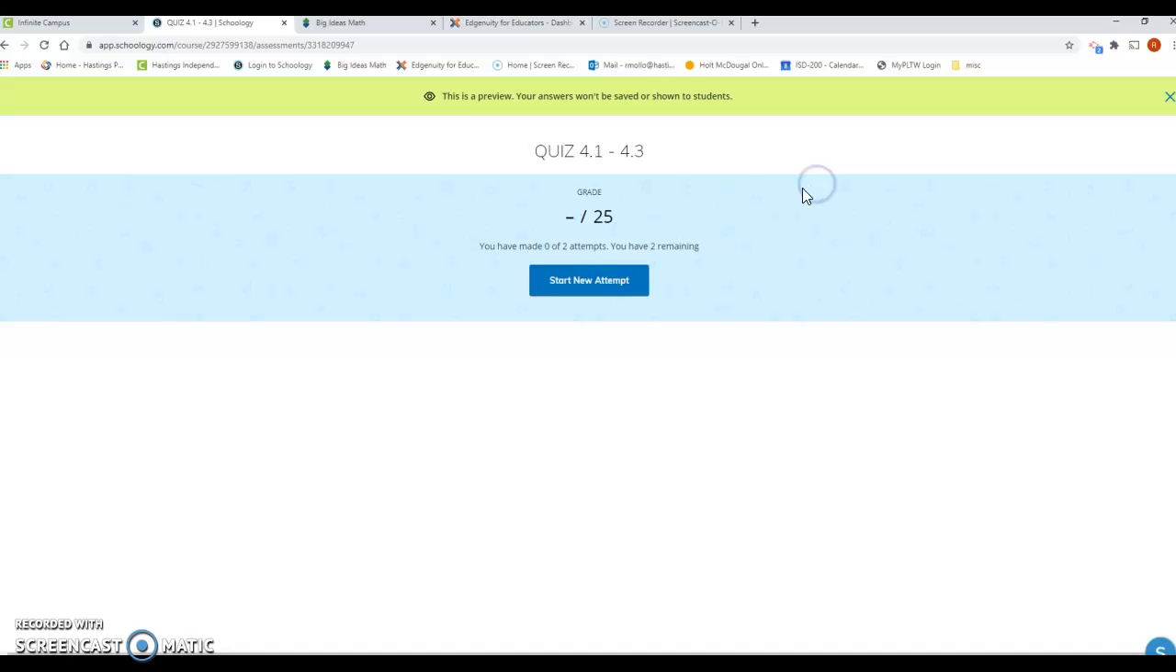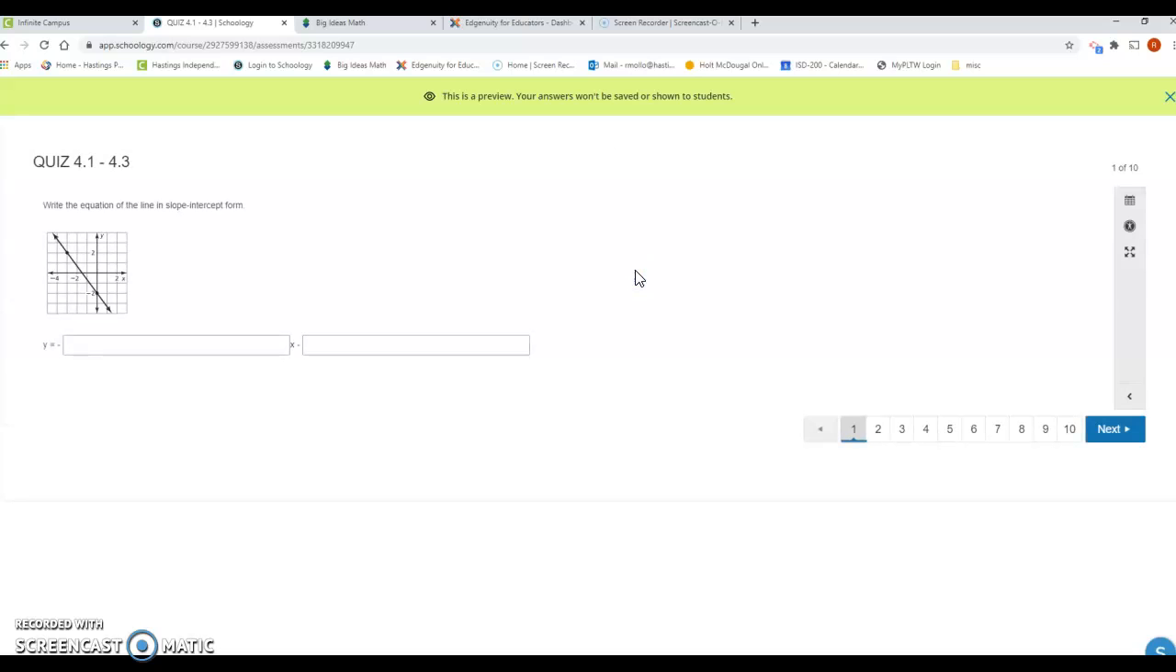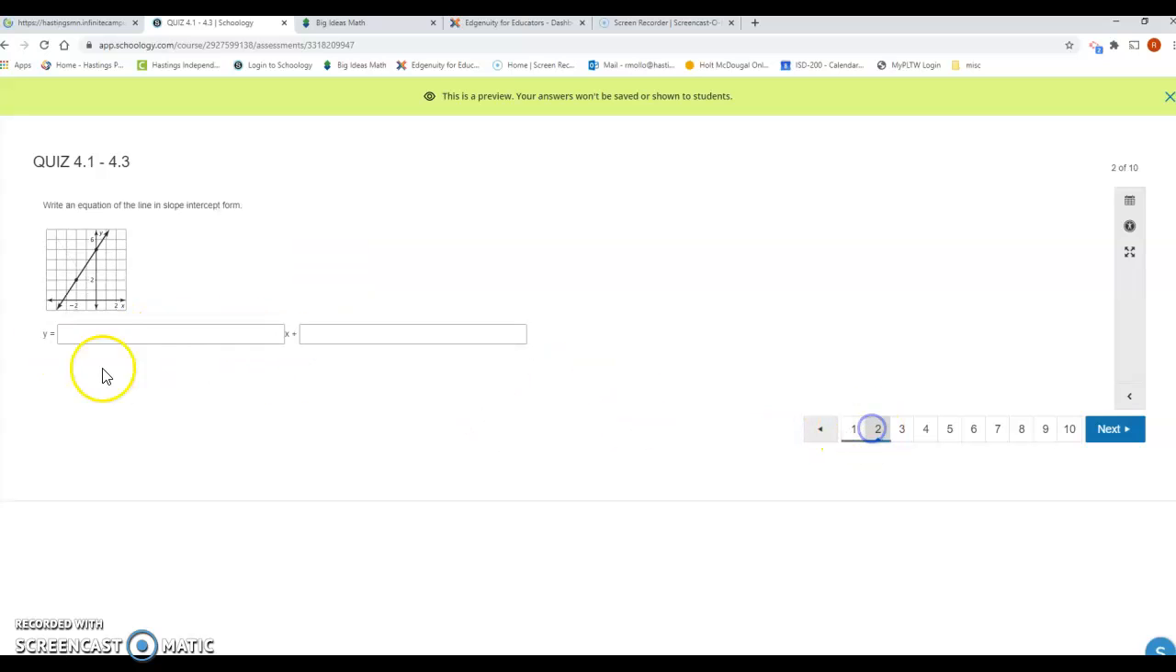Okay, so if I click here, I'm going to preview it. Okay, so some of these you're just typing in the answers. I already gave you the signs for this one, so we don't need to worry about that. Same thing here. You just type in whatever the slope and the y-intercept is. Okay, these aren't the answers. Don't take these in like they are.